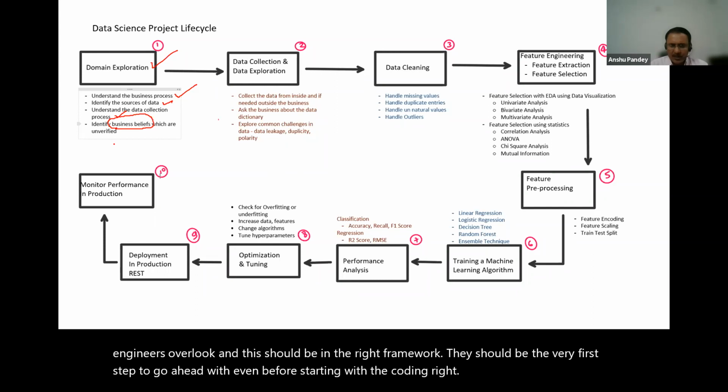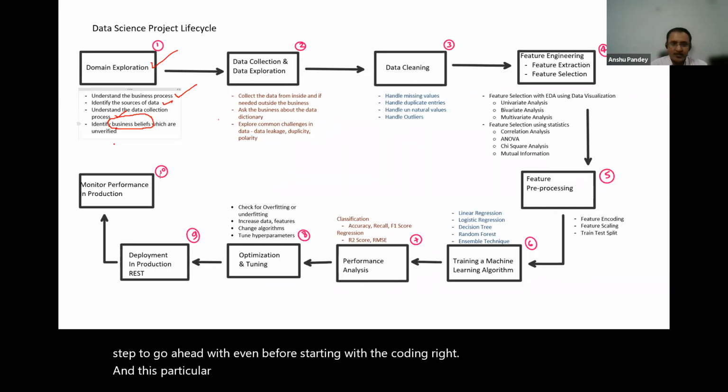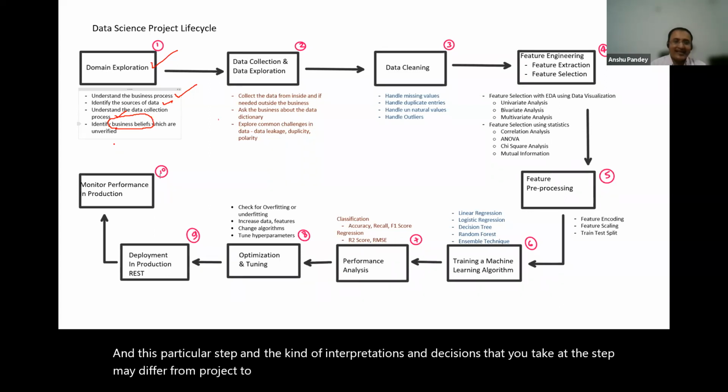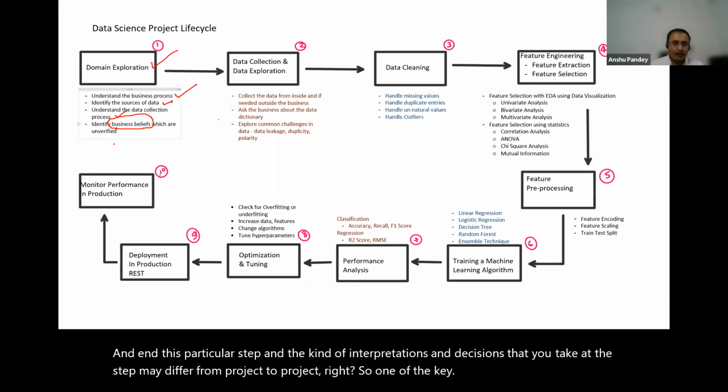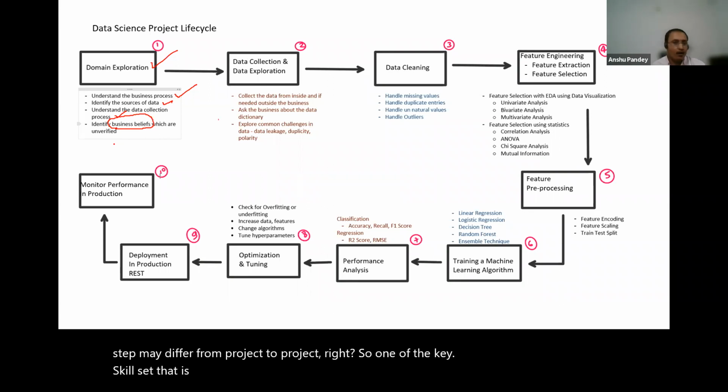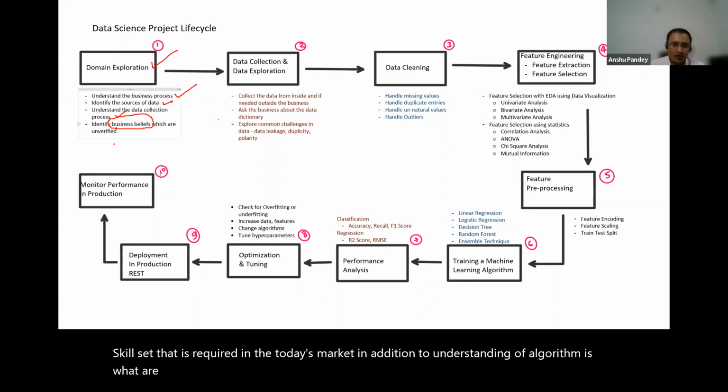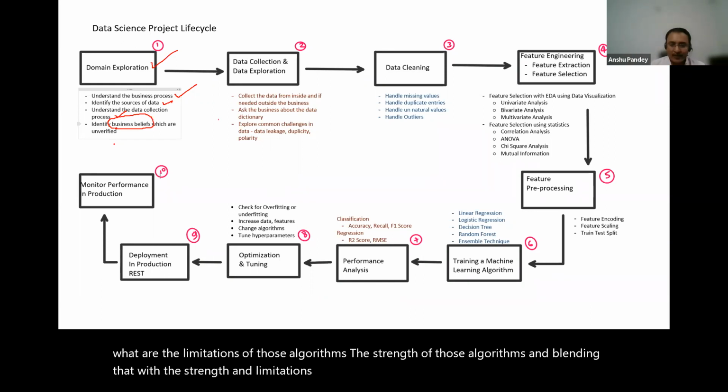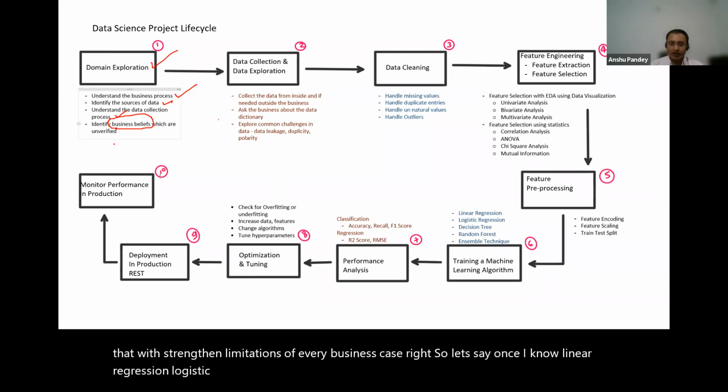And the kind of interpretations and decisions that you take at this step may differ from project to project, right? So one of the key skill sets required in today's market, in addition to understanding algorithms, is knowing the limitations and strengths of those algorithms and blending that with the strengths and limitations of every business case, right? So let's say once I know linear regression, logistic regression, decision trees, or neural network algorithms, that knowledge is going to remain the same and always be applicable to any business case that I work with.